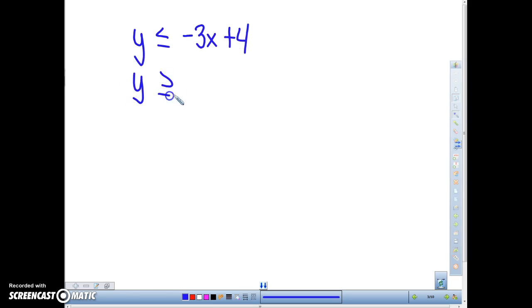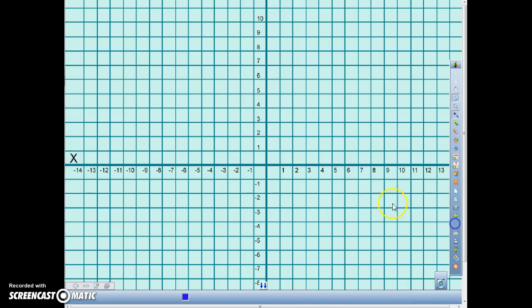Okay, let's do another one. We have y is less than or equal to negative 3x plus 4. We also have y is greater than or equal to 2x minus 1. If these were not in slope-intercept form, that's the first thing you would do, put them in slope-intercept form. Second is go graph. So we start at positive 4.